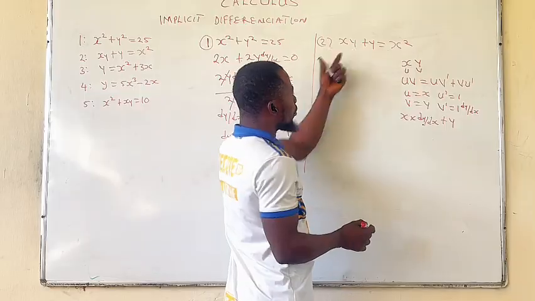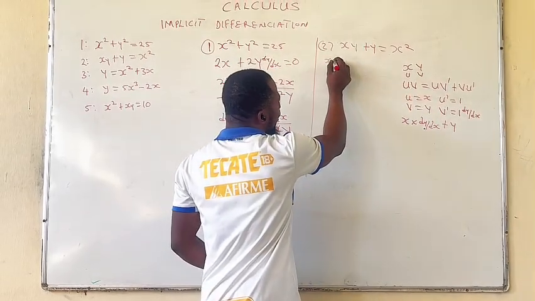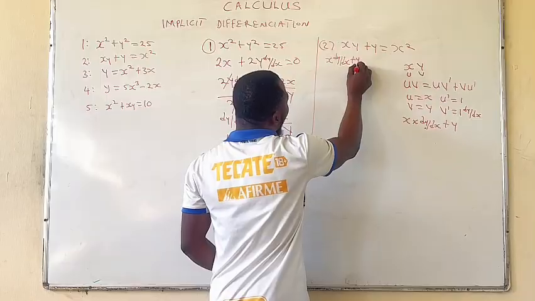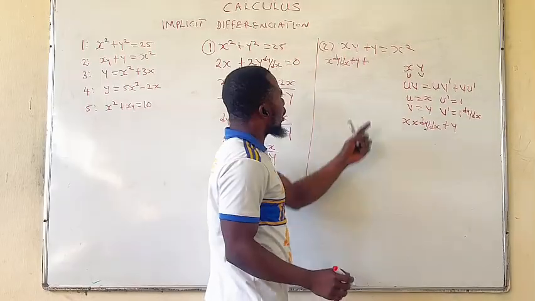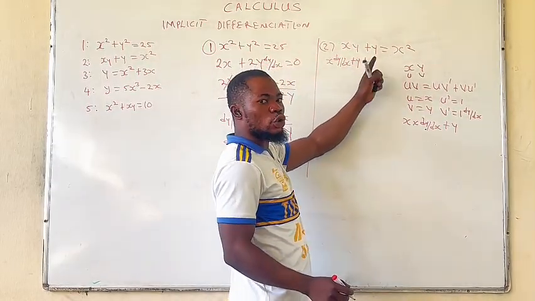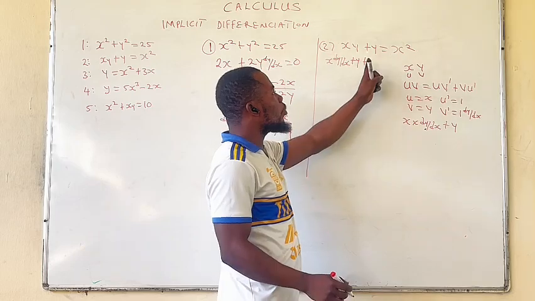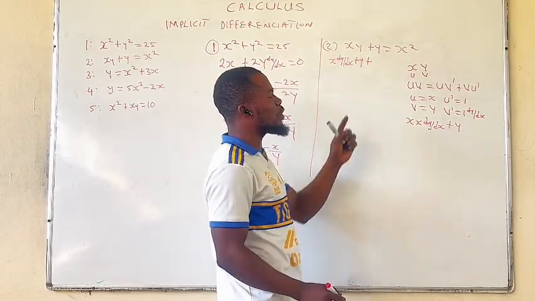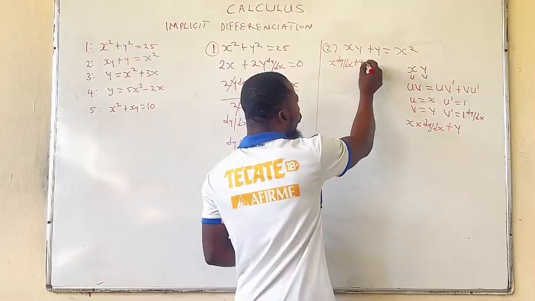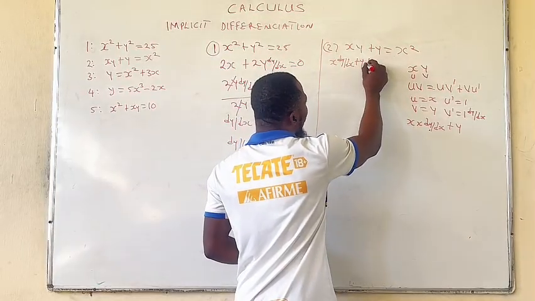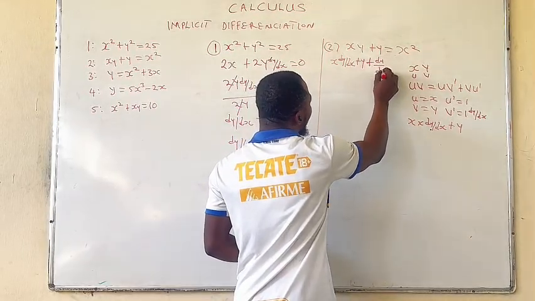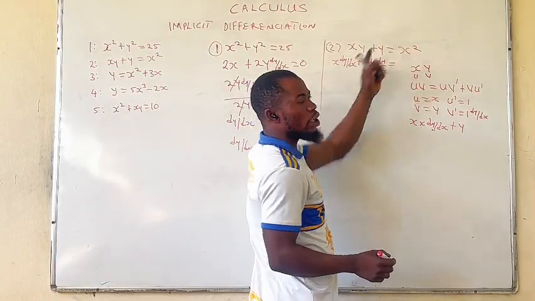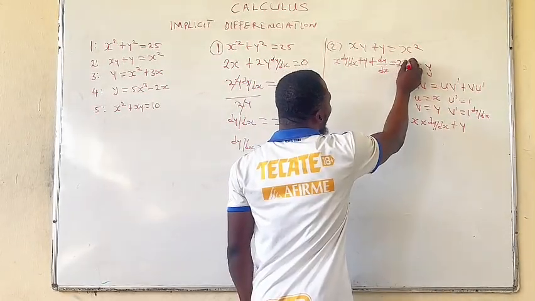So bring it here. We'll have x dy/dx plus y, then plus, if you differentiate y again, we'll still have 1. Remember, anywhere you differentiate y, you put dy/dx. So we'll have 1 multiplied by dy/dx, which gives us dy/dx. So we'll have plus dy/dx, which will now be equal to, if we differentiate x squared, 2x.